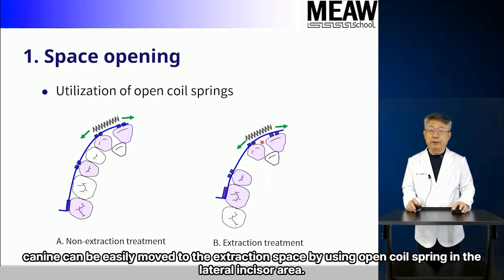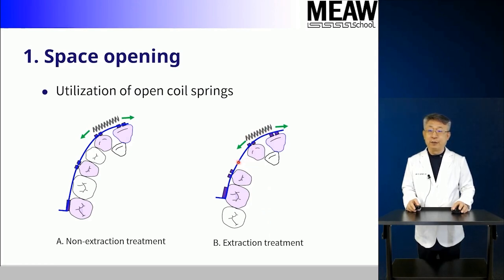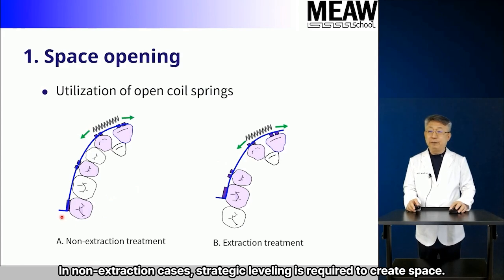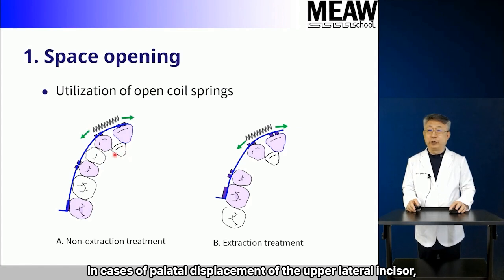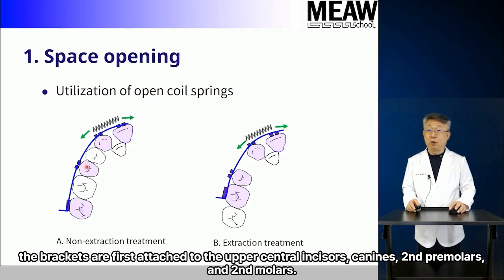by using open coil spring in the lateral incisor area. In non-extraction cases, strategic leveling is required to create space. In cases of palatal displacement of the upper lateral incisor, the brackets are first attached to the upper central incisors, canines, second premolars, and second molars.